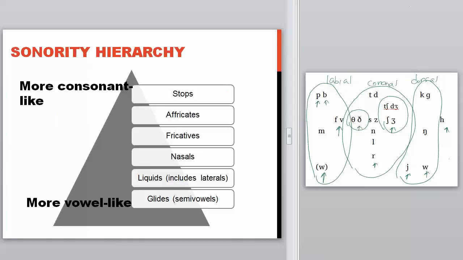Now, IPA charts will often vary in the order in which the manners of articulation are displayed, but the general order based on sonority of a consonant is that stops are the most consonant-like, followed by affricates, fricatives, nasals, liquids, and finally glides, which are the most vowel-like and appropriately thus also named semivowels.